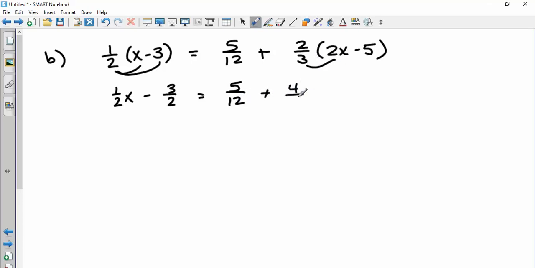2/3 times 2x. 2/3 times -5. Okay, if I want to add like terms, okay, if you need to, use your calculator. 5/12 minus 10/3. Put it in fraction form, tell me what we get. -35/12.